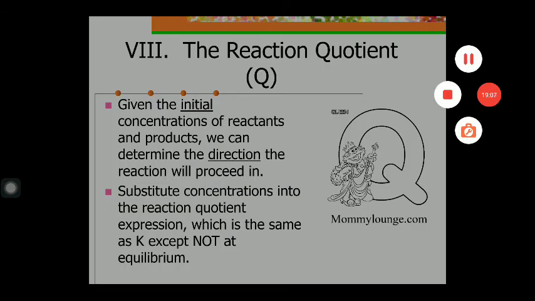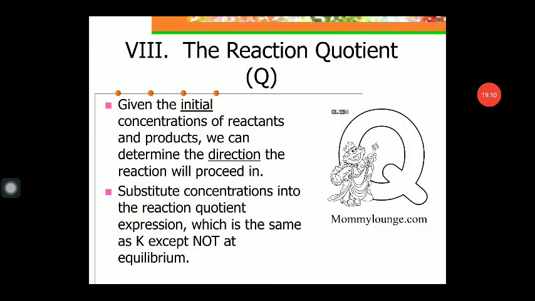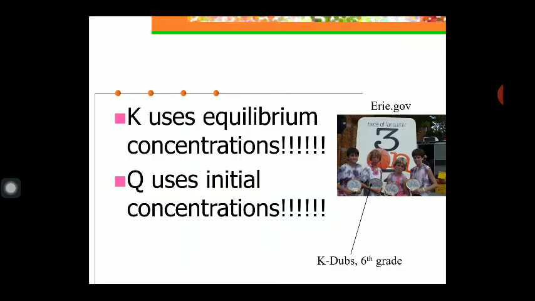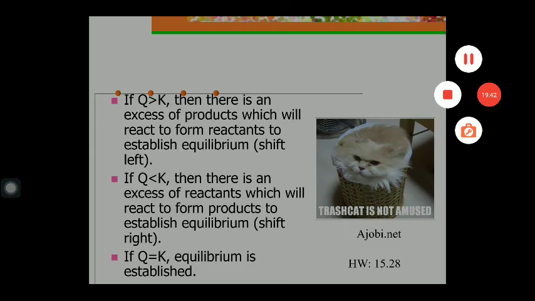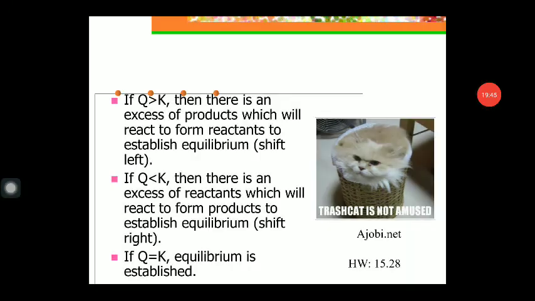And this reaction quotient is very important. It is denoted by Q, and the direction of the reactions can be estimated on the basis of this reaction quotient. So K uses the equilibrium concentration and Q uses the initial concentration. The difference you always have to remember. Clear? If Q is greater than K, it means the reaction is moving in the forward direction. If Q is smaller than K, the reaction is moving in the backward direction. And Q equal to K means the reaction is at the equilibrium state. So all these conditions are very important through which you can find this out.